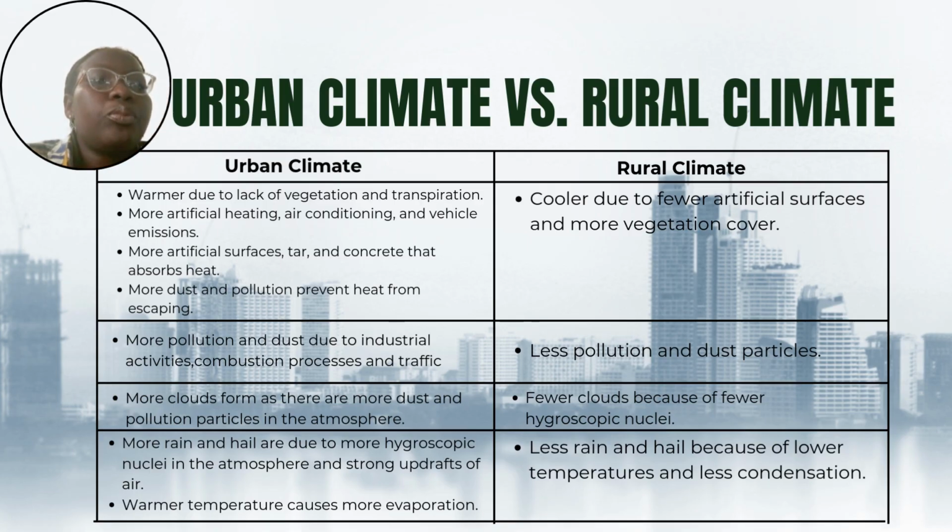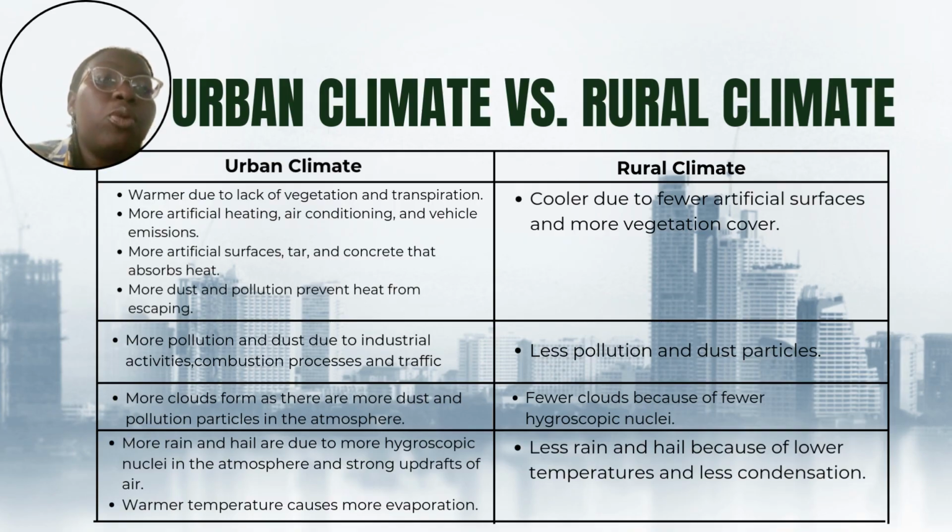And then in terms of pollution, we have more pollution and dust due to industrial activities, combustion processes, and traffic in urban climates as opposed to rural, where there's less pollution and fewer dust particles. Cloud cover, we see that more clouds form as there are more dust and pollution particles, as opposed to rural, where there are fewer clouds because of fewer hygroscopic nuclei. You can remind yourself what that is in the previous video. You can skip back a bit.